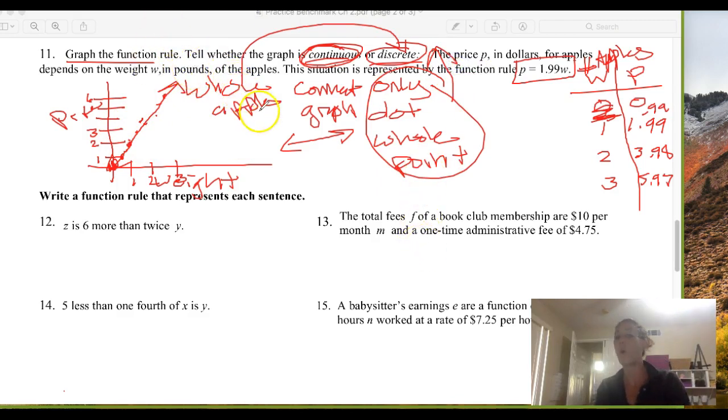So check what you have. Do you only have whole things? That's discrete. If you have something like weight where you can get fractional pieces, you're going to be able to draw a line through it and it can be continuous. So when you're doing number 11, first graph the rule, draw out some points, go ahead and make some dots, and then go back and look: am I continuous or discrete? Could I do fractional pieces here and connect my dots, or do I only want whole numbers? It depends on what you're talking about. You have to look at the situation.